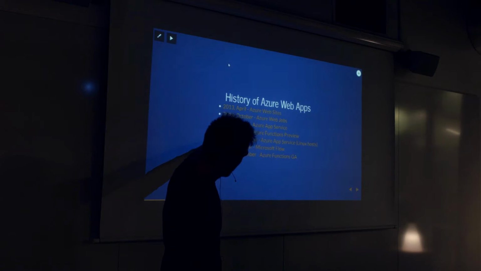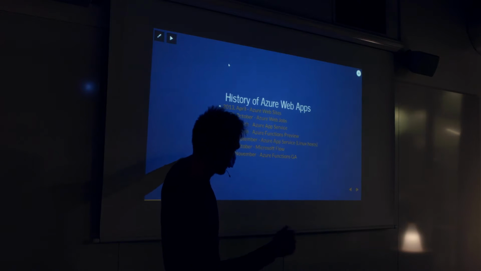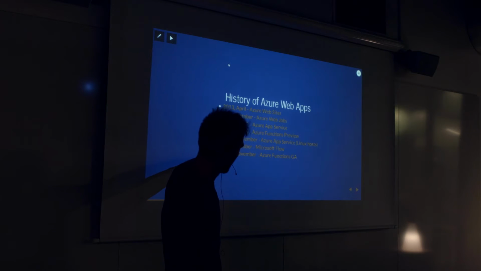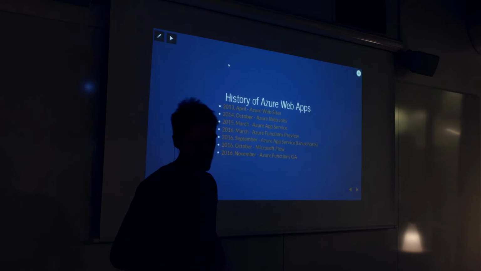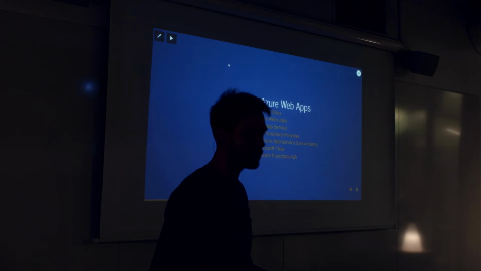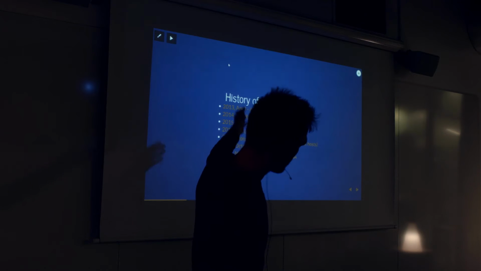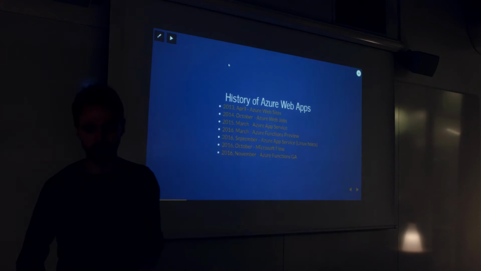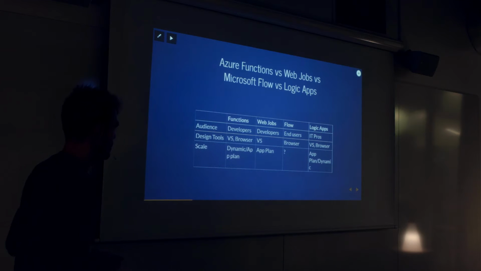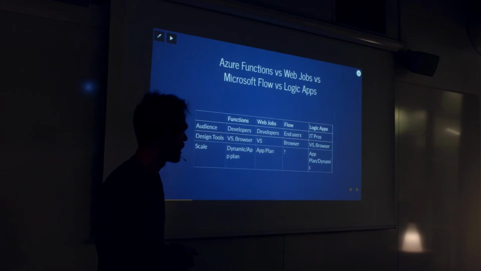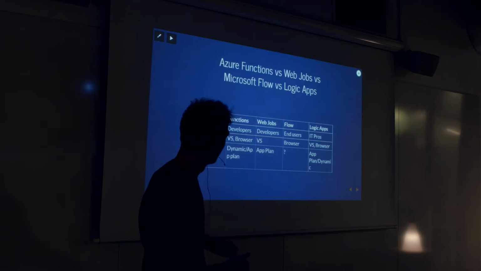And other funny things that happened last year in October was that this Flow thing got announced. So that's why we kind of need some place to write some code. And yeah, then Functions became generally available in November last year. So it's a fairly new service, obviously. But it has some history with the Azure web apps. And now I mentioned some other services along the way that you might not have heard of. Besides this, I just told you a few words about them.